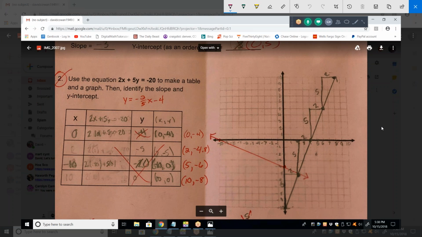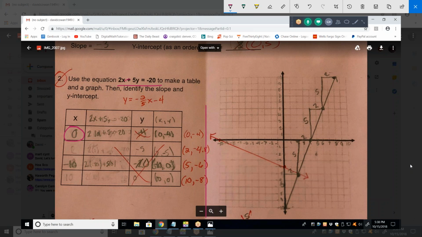Okay, so they start off giving you this original equation that's in standard form. You convert it, solve for y, which you did correctly. Okay, and now when they say make an xy table, what they really mean is you put in some values for x and you figure out what y is. And it looks like you did that.